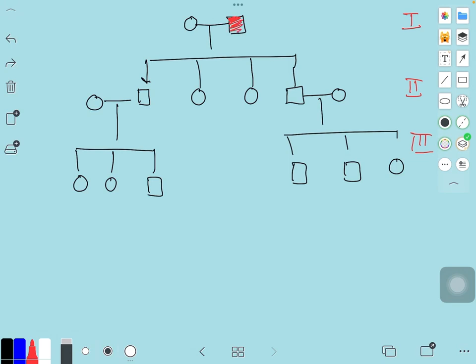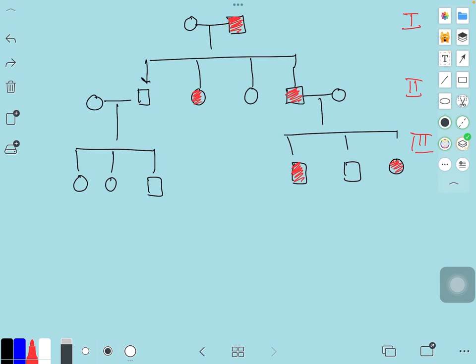Good. Now, let's say the male was affected. Okay. And let's say this female got affected and this male got affected. And they got married, both of them, to normal females. And just because this male was affected, 2 of the offspring got affected too with the autosomal dominant disease.